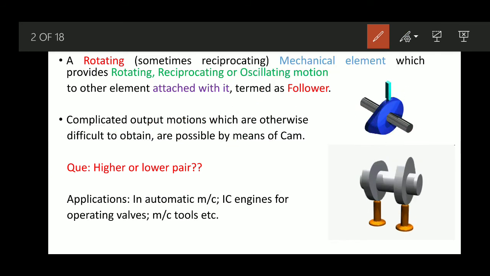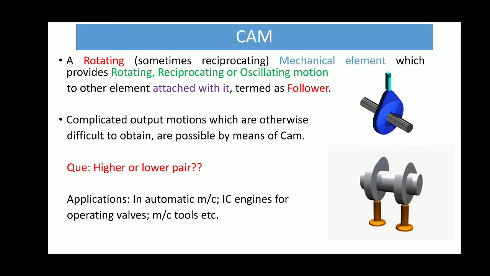Next, some of the applications of cam and follower. It is utilized in various mechanical elements, in machines, to give rise to different kinds of complicated output motions, mostly time varying motion. Time varying motion means suppose in a particular time I want this kind of motion, after that for a particular period I don't want any motion, and maybe after that there should be some motion in a particular fashion.